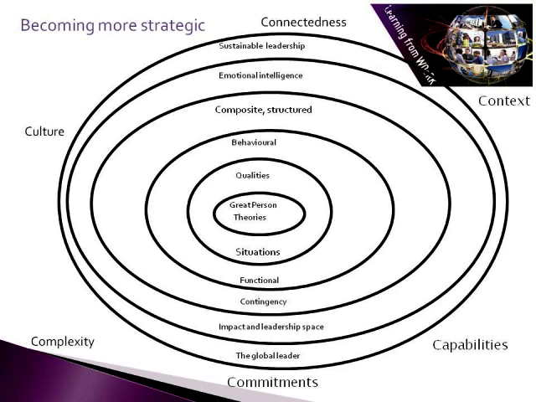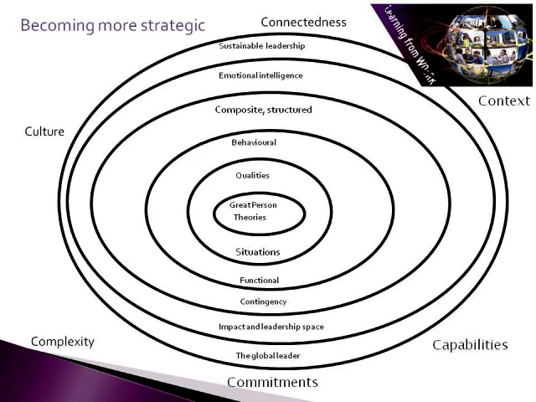And we can see the great person theories, the qualities approach, the situational approach, the behavioural, contingency, and other approaches as they've developed, leading to the ideas now of sustainable leadership, emotionally intelligent leadership, and a strategic awareness of the context in which the leader is operating. And those 6 areas of culture, connectedness, context, complexity, commitments and capabilities are not just restricted to the strategic level, but actually are relevant to leaders at all levels. They do, however, provide an entry point for all individuals in leadership positions to become more strategic.